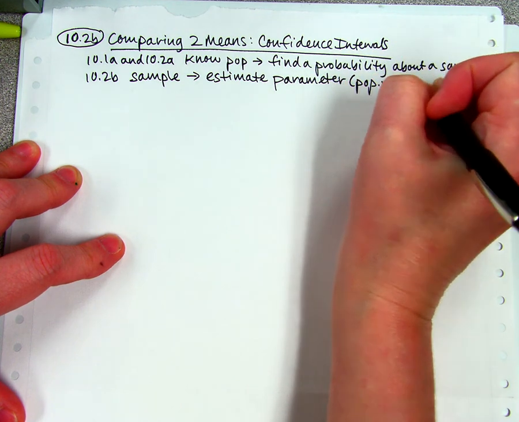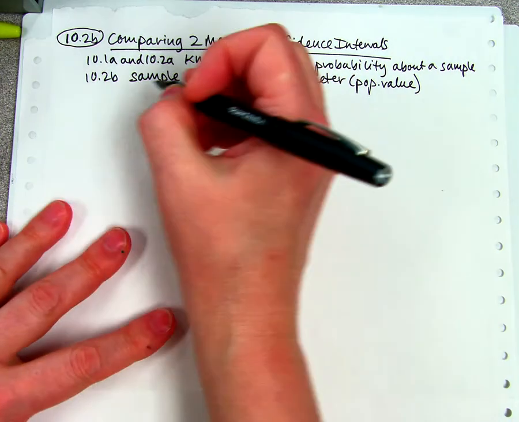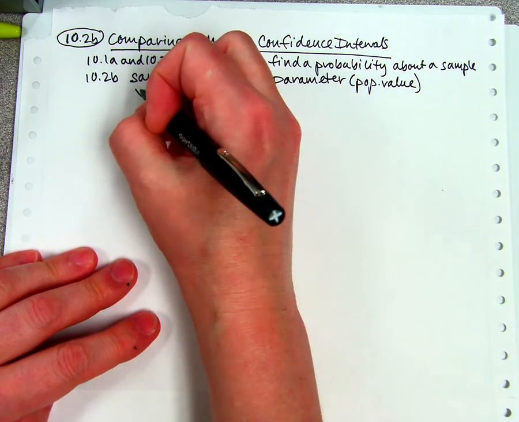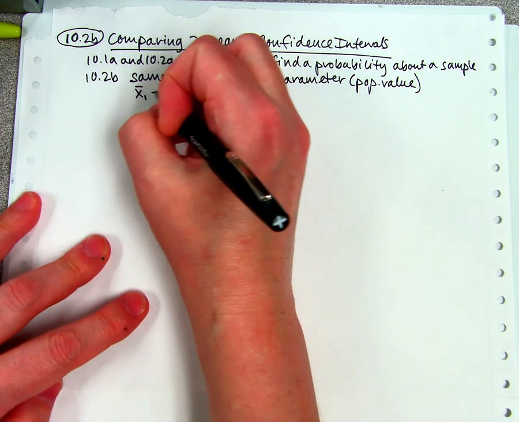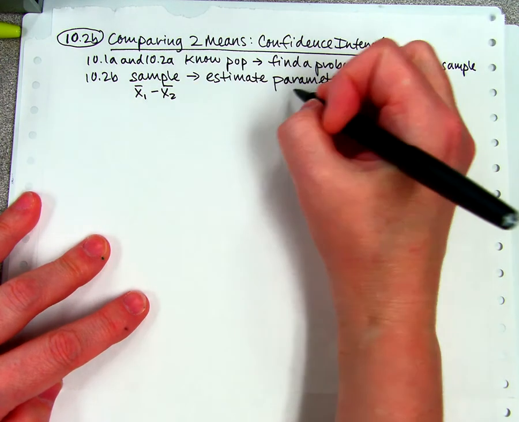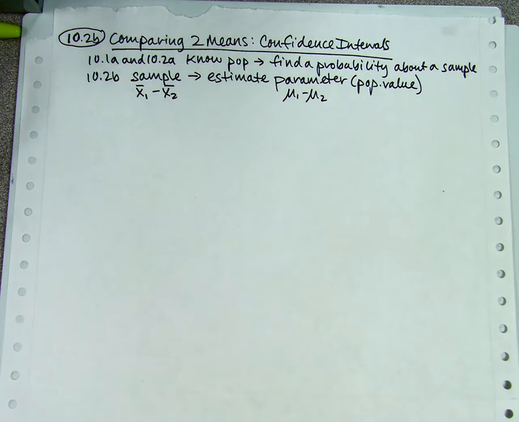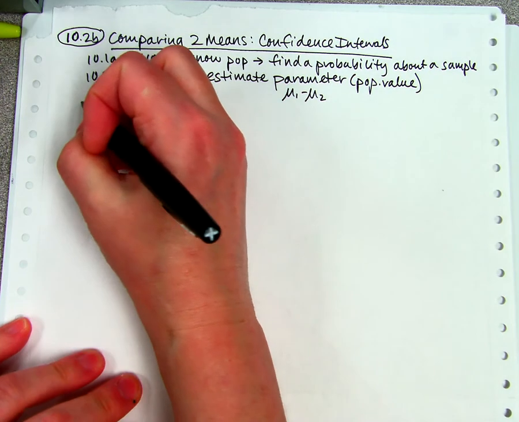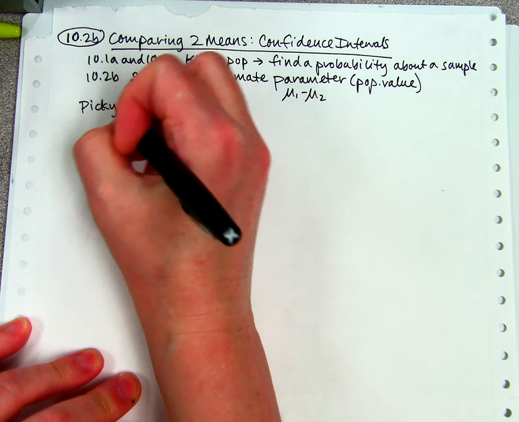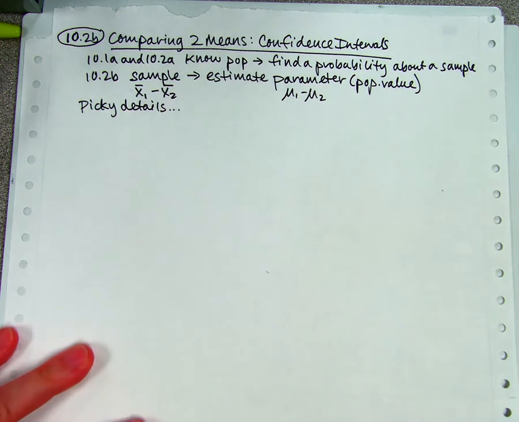In 10.1b, when we did this, it was with proportions, a difference of two proportions. With this 10.2b, we're doing a difference of two means. So we'll know x1 bar and x2 bar, which are the two sample means. We'll subtract them, and we'll use them to estimate our parameter, which is mu1 minus mu2. And we're going to do, as you probably could guess, the four-step test. But I'm going to talk about the details first before the example. So some picky details that change from what we have done before. I'll do that first, and then I'll do the example of the four steps.